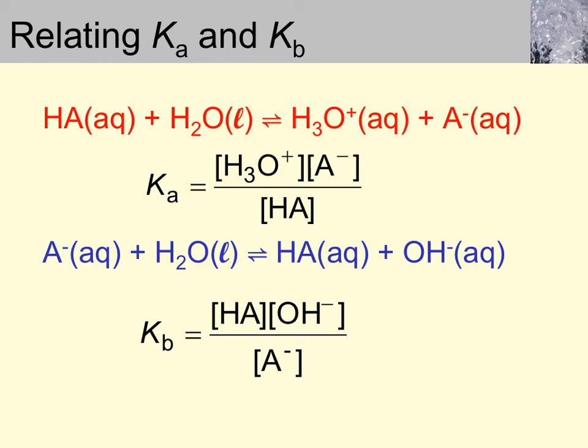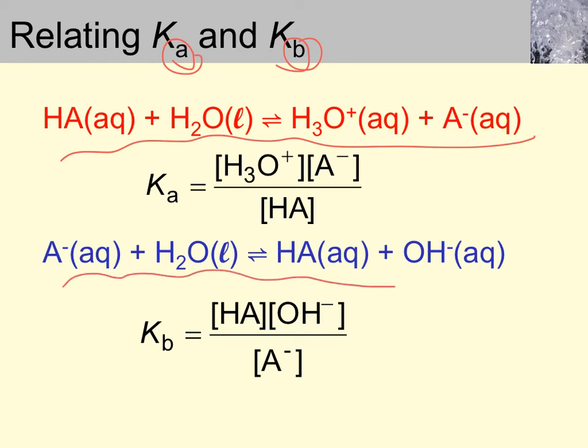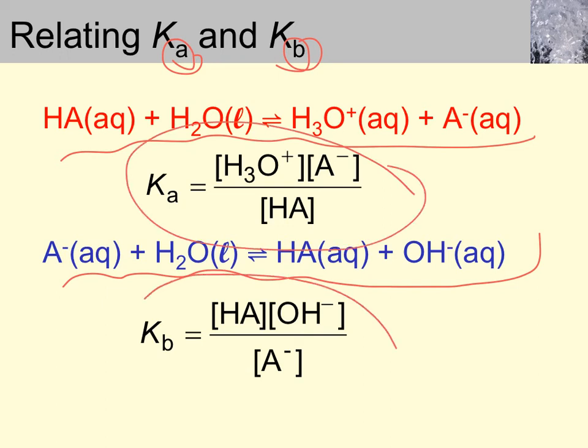All right, there is a relationship between Ka and Kb that I want you to understand, because you'll need to be converting from one to the other in some of these problems. So again, here's the generic chemical equation for an acid. Be very, very familiar with these. Here's the generic chemical equation for a base in water. And here are the generic expressions for the equilibrium constants for an acid and a base.